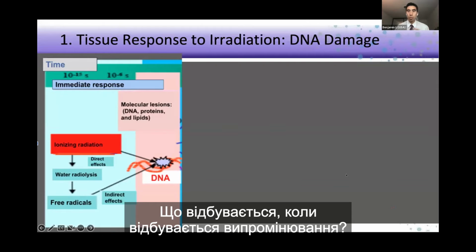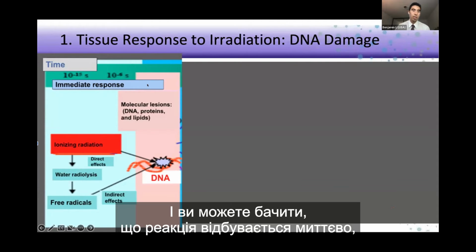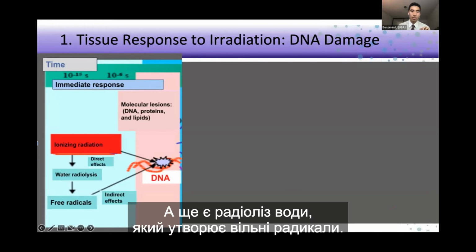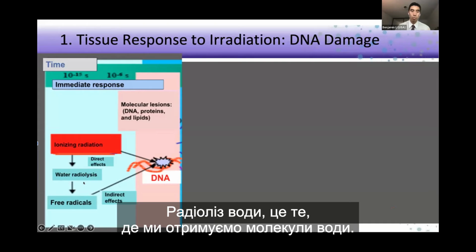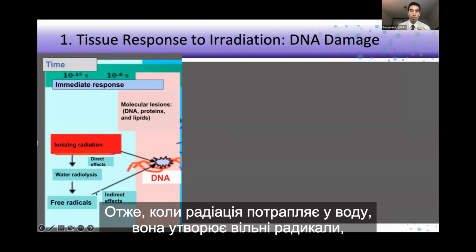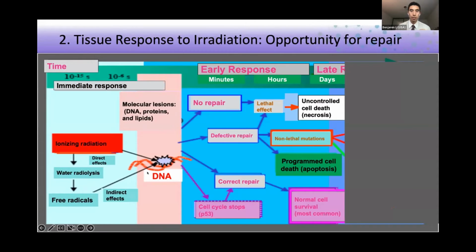What's happening when radiation happens? Here's a timeline. And you can see there's this immediate response on the order of 10 to the negative 15 seconds. And there's water radiolysis, which forms free radicals. Water radiolysis, this is where we have water molecules. Remember, our body is mostly composed of water. So when radiation hits water, it forms free radicals, which can then damage DNA. And this is all happening in less than a second.